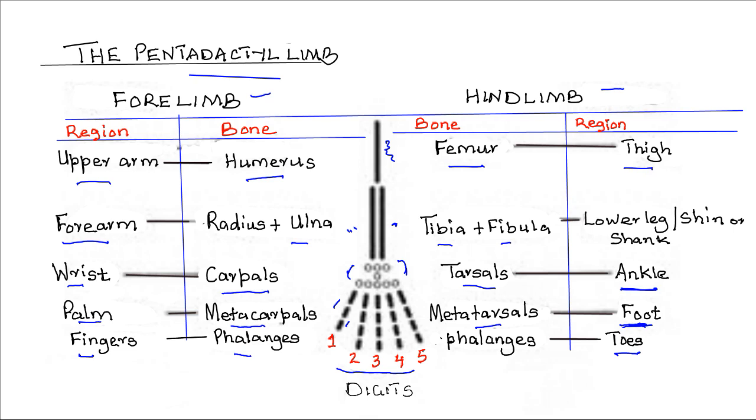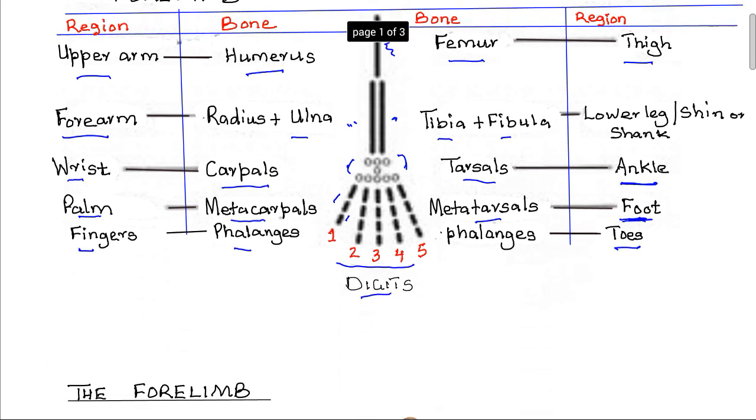So whether it is the forelimb or the hind limb, the plan is the same. That is the pentadactyl plan, in which the limb ends in 5 digits. These 5 digits may be fingers, like in the forelimb, or toes in the hind limb. Now we can turn to the forelimb.